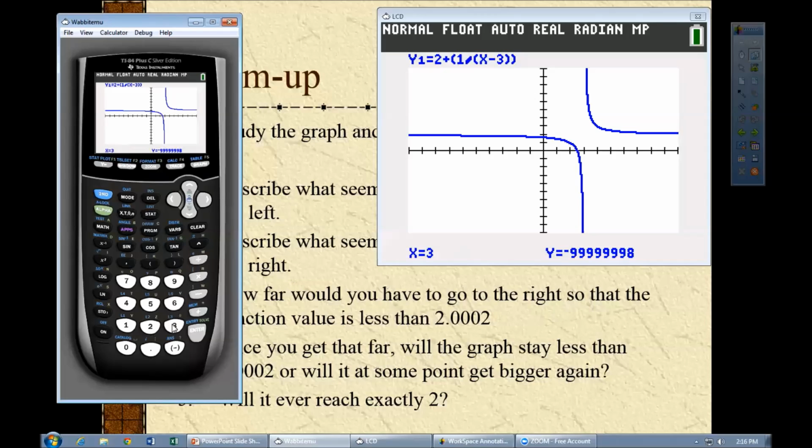I'll try tracing with some values that are close to 3 but just above 3. For instance, 3.2. Well, there we've got a value of 7. 3.1 gets a little closer to 3, up to 12. 3.01 is even closer to 3. 3.0001, and we see we're already at a value of 10,002. 3.000001, well, our numbers are getting very large here. Now we're approaching infinity.